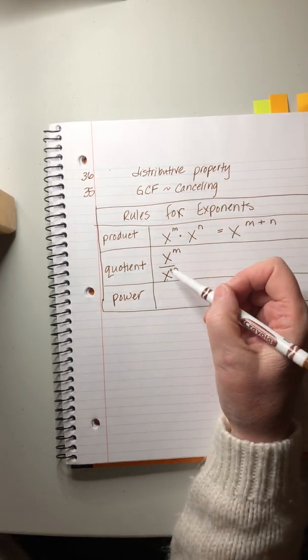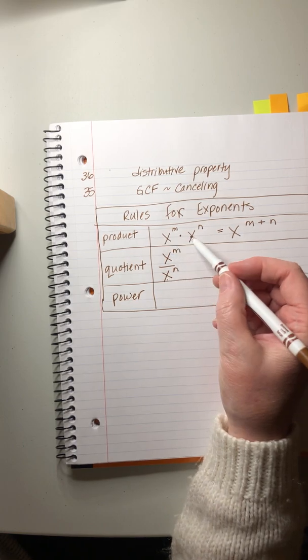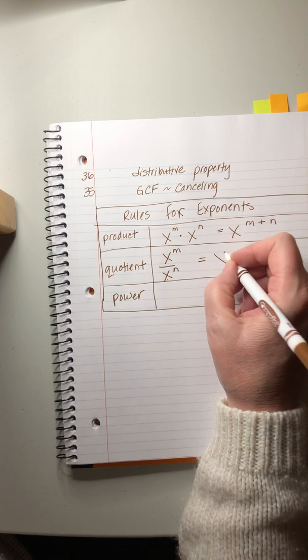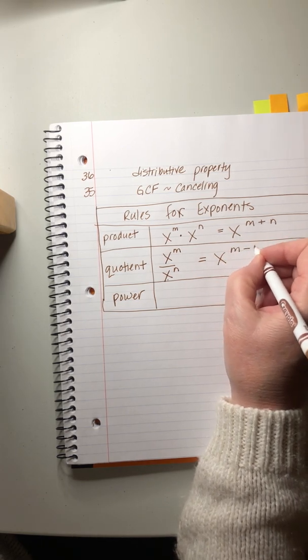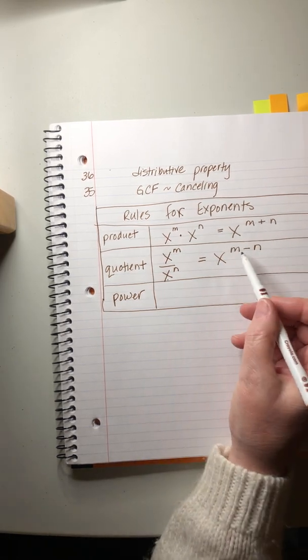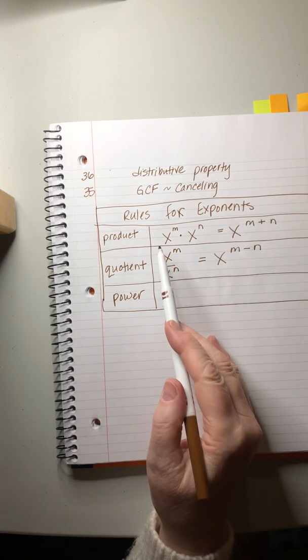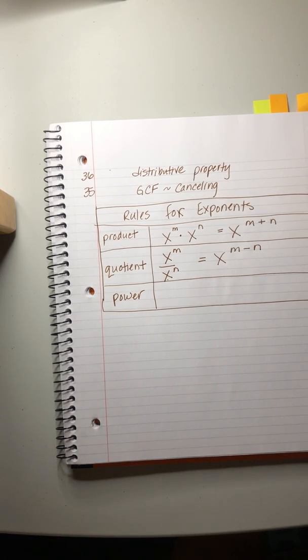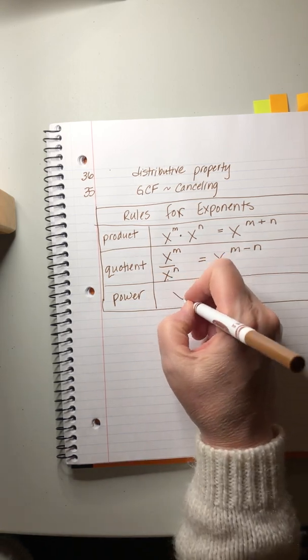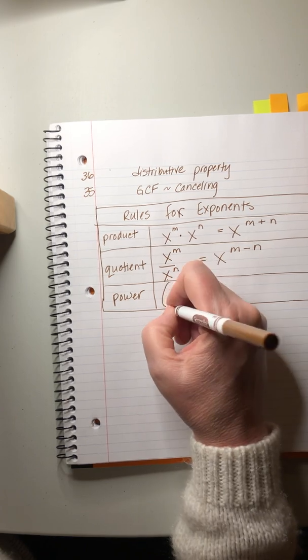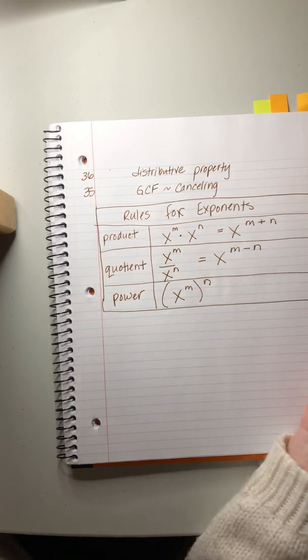If you have matching bases, notice it has to be matching bases. If the bases match and you're dividing, you can simplify that by subtracting top minus bottom. Okay, good. We use these a lot, don't we? And we're going to keep using them for years to come. Now, what if you have a base with an exponent on it, and then you want to raise it to a higher power?